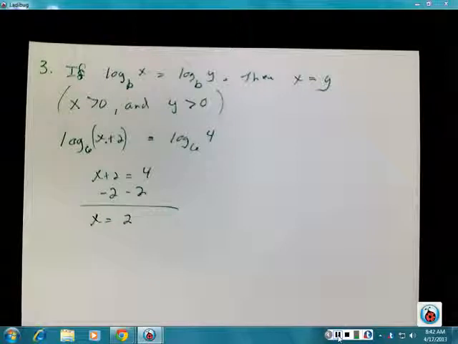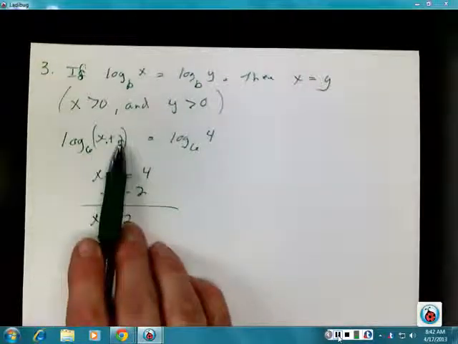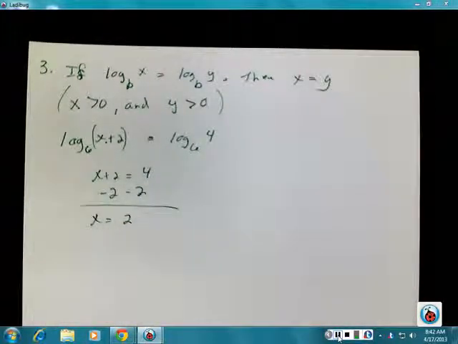And so if you plug 2 back in, what happens? 2 plus 2 is, of course, 4. And then both are matching on either side. And so it comes out being what you have with that.